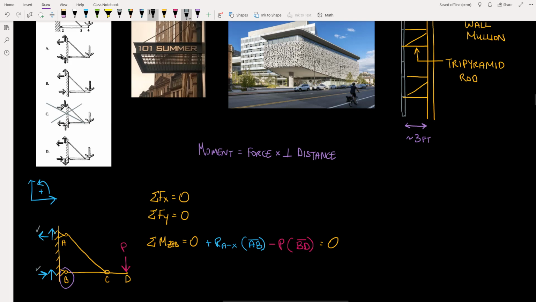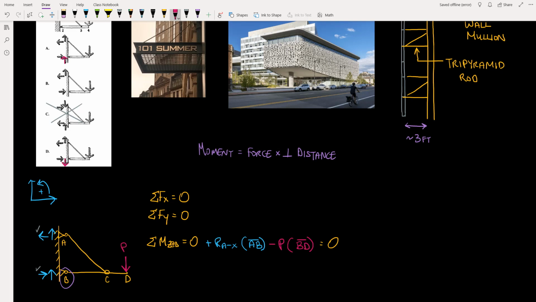Now, the key distinction between the remaining possible answers has to do with the vertical force at B. It's either up, 0, or down. Those are our three remaining possibilities. And so we have to look at a way that we can evaluate this vertical reaction at B.